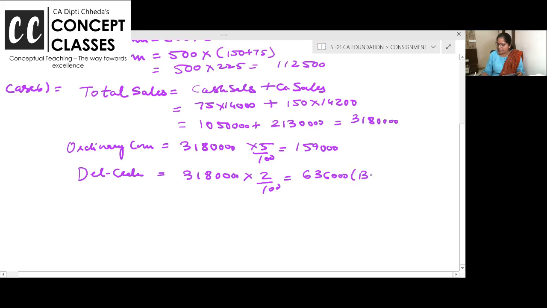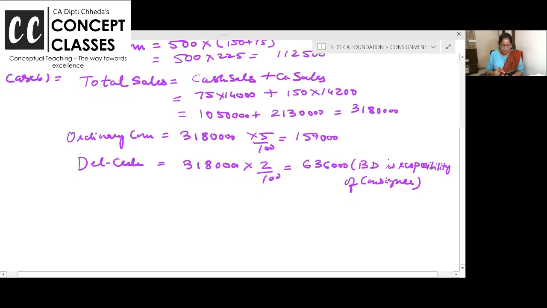6,30,000. And can you please write, because you are in the learning stage, you are learning the concept: bad debt is the responsibility of the consignee.